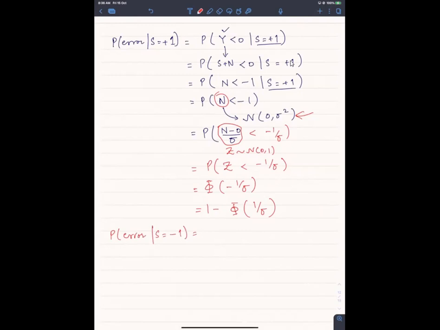Similarly, you can find that probability of error given s is equal to -1. ये क्या होगी? ये भी इसी के बराबर होगी by symmetry. 1 minus phi of 1 over sigma. इस केस में चूंकि सिमेट्री थी तो यही आंसर आएगा आपके पास.